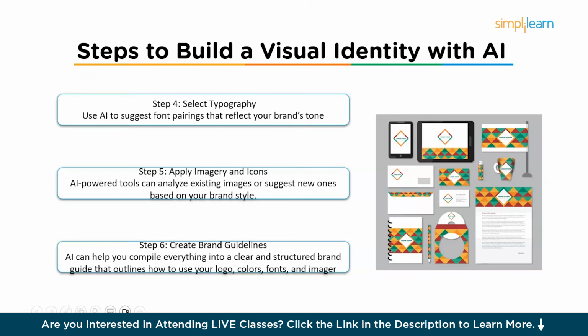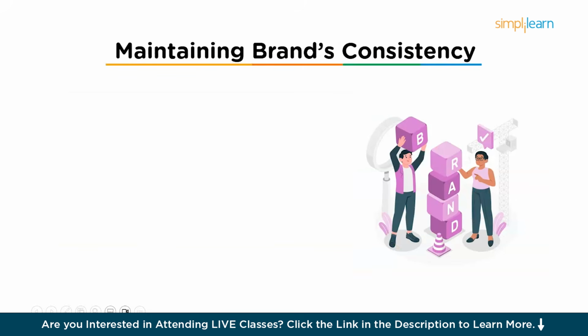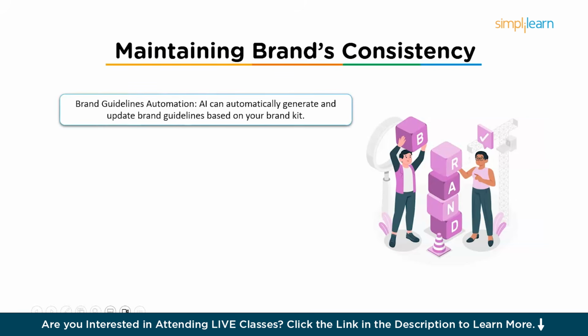Now moving on, we will see maintaining the brand's consistency across platforms with AI. So consistency is crucial in branding. So whether it's a website, social media, or the print materials, your visual identity should remain the same everywhere. AI helps maintain this consistency effortlessly. So first we have brand guidelines automation. So AI can automatically generate and update the brand guidelines based on your brand kit. So this ensures that anyone creating content for your brand will follow the same rules, maintaining consistency across all the materials.